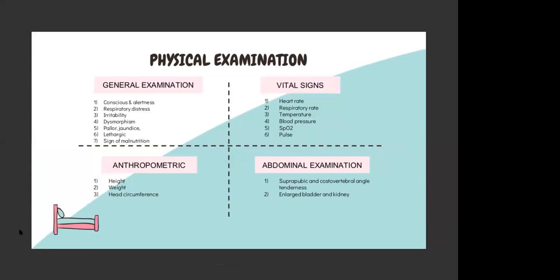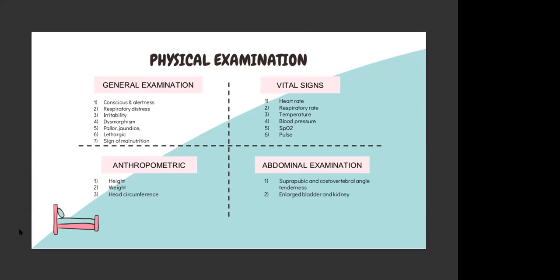So for physical examination, the first one is general examination. In general examination, we should check whether the child is conscious or alert, or has respiratory distress, irritability, or any signs of dysmorphism, pallor, jaundice, lethargy, or any sign of malnutrition. For vital signs, we should check heart rate, respiratory rate, temperature, and from what I have read, temperature greater than or equal to 39 degrees Celsius is associated with acute pyelonephritis that may cause renal scarring. Also, we can check blood pressure, oxygen saturation, and pulse. For the anthropometry, we should measure the height, weight, and head circumference. And poor weight gain may be an indication of chronic renal failure due to renal scarring.